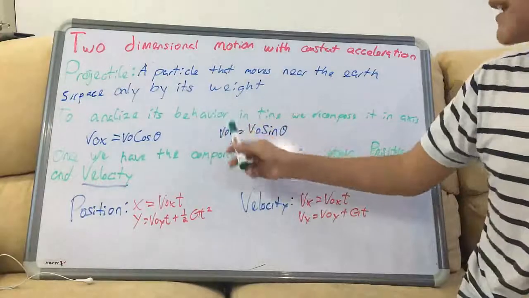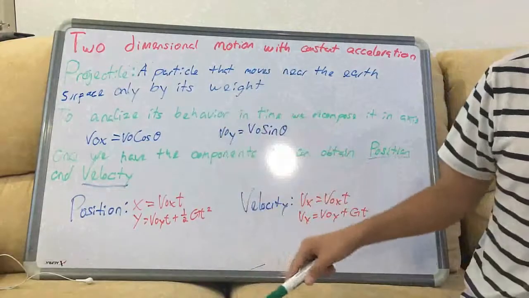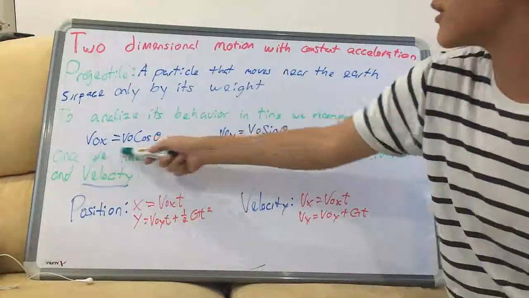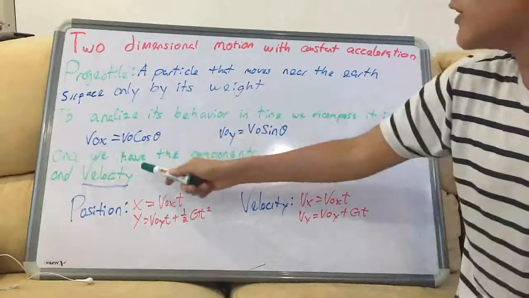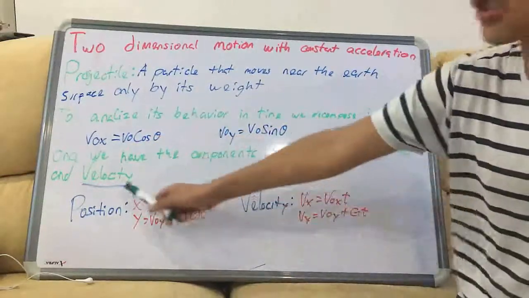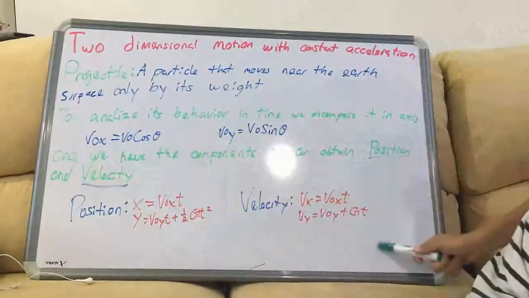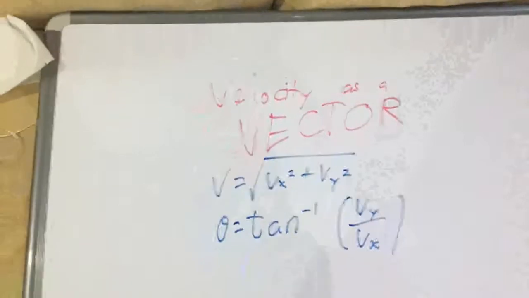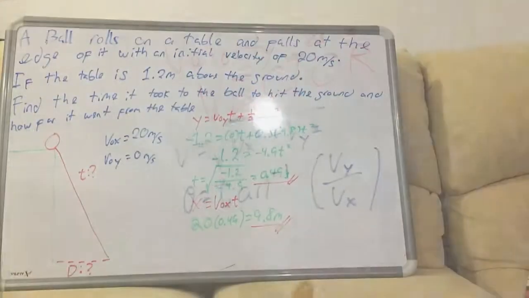To analyze its behavior in time, we must decompose it in the axes, the x-axis and the y-axis, shown in these formulas. Once we have the components, we obtain the position and the velocity with these two equations also. I also forgot that sometimes you will need the velocity as a vector, and you'll have to use these equations. So remember that.